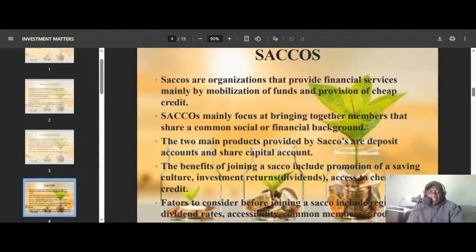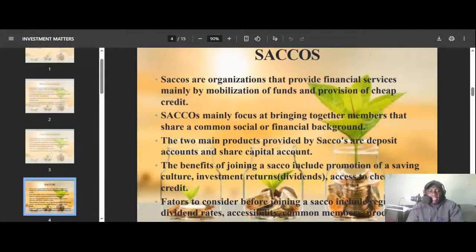Factor number one, or the bare minimum that you can do before you join any financial institution with your money, is regulation. There is a governmental organization known as SASRA. That is the body in charge of regulating SACCOs. Check the SASRA website and ensure that the SACCO that you want to join is regulated by SASRA. And if it is not regulated by SASRA, don't move an inch past that. That is a SACCO that you should never join.